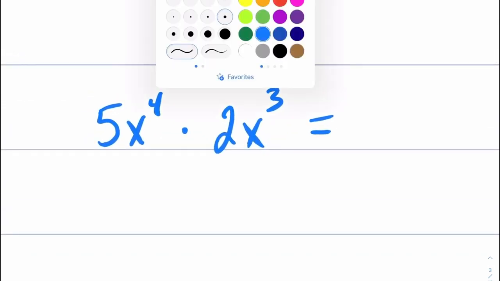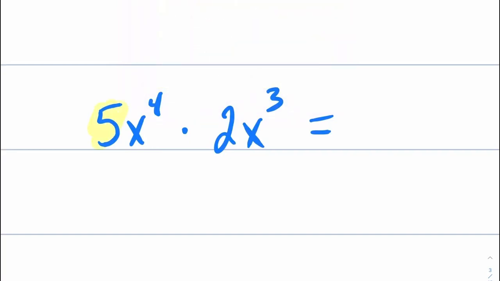Remember that you're going to take the coefficients of your terms, you're going to multiply them, since that's the operation it's asking us to do. Well, 5 times 2 is 10. Also recall that when you multiply like bases, you simply add their exponents. So in the case where we have x to the fourth times x to the third, don't multiply those exponents. The rule is we're going to add those exponents to get 7. So 5x to the fourth times 2x to the third power is actually 10x to the seventh.